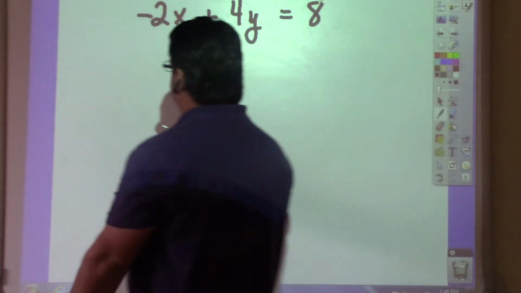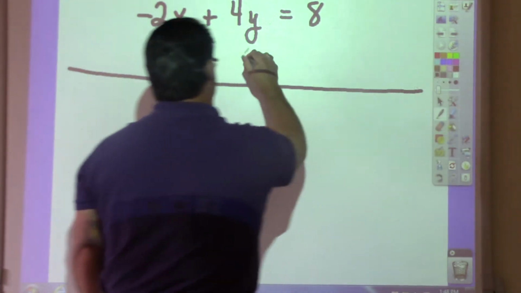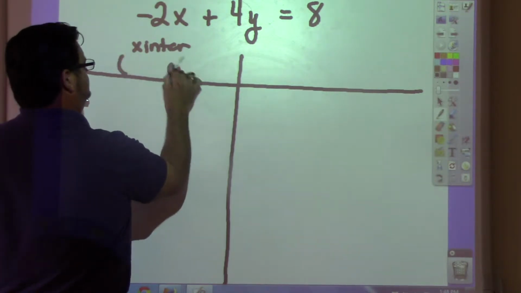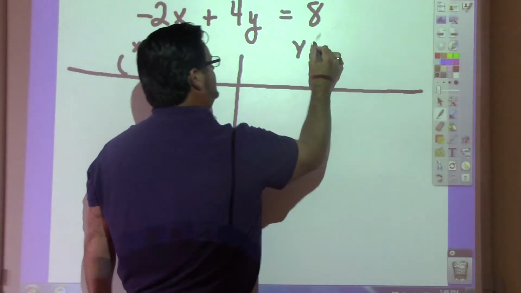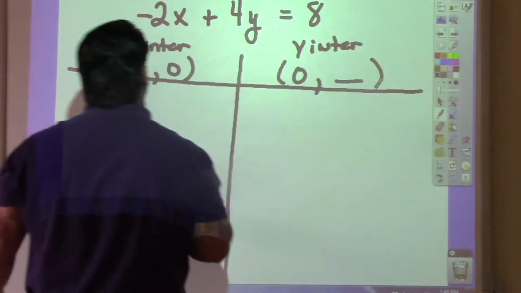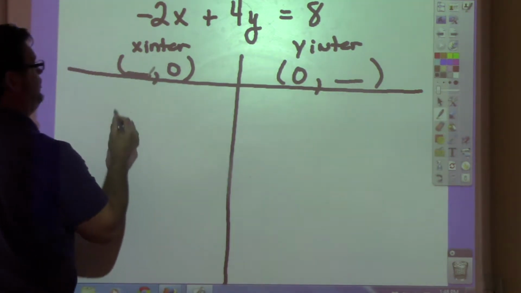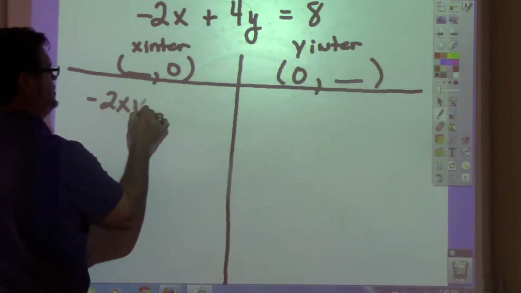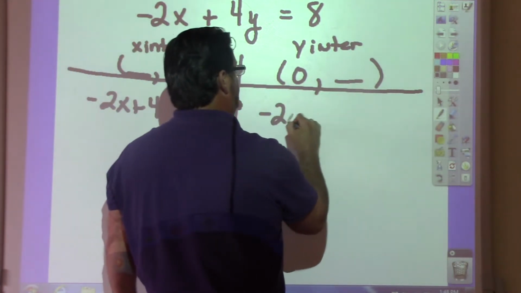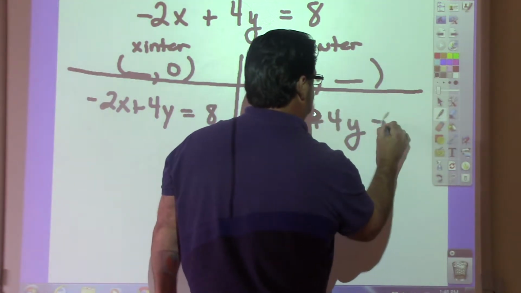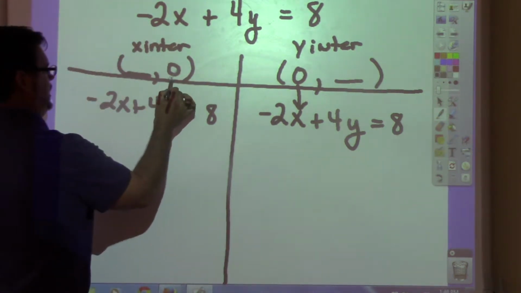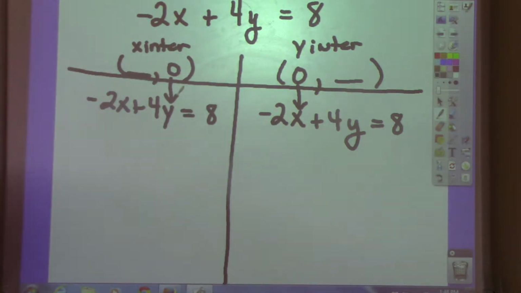I'm going to draw a table. X-intercept, 0 for y. Y-intercept, 0 for x. And over here, I'm going to say negative 2x plus 4y is equal to 8. Now, let's say you don't want to eyeball it like I did. You have to actually plug and chug it.